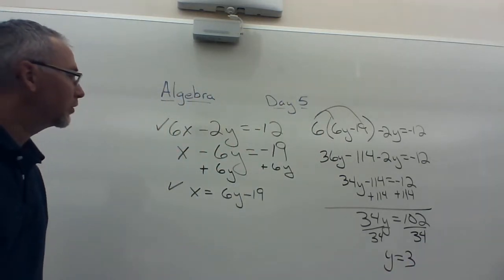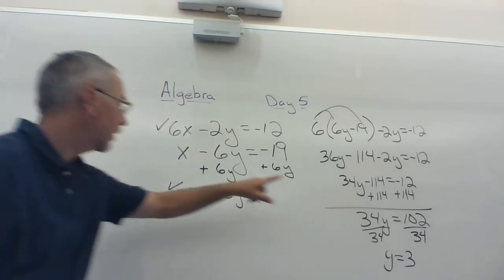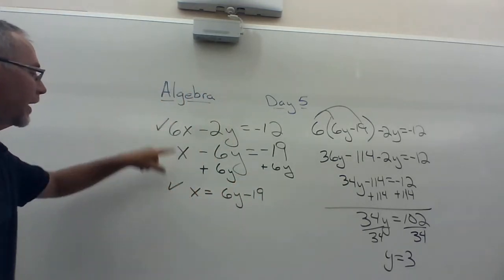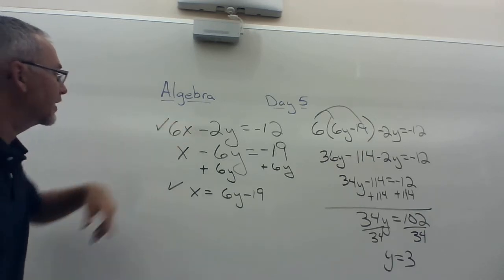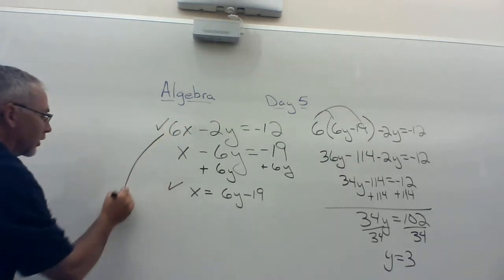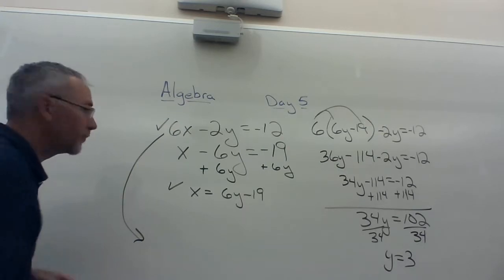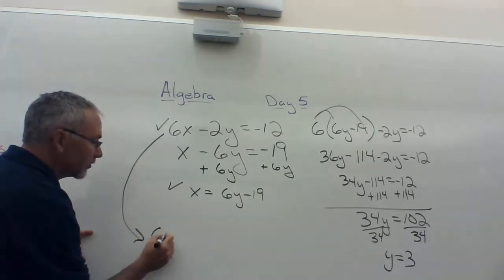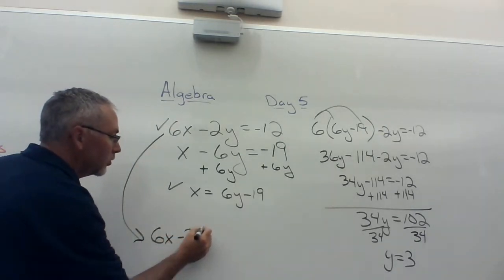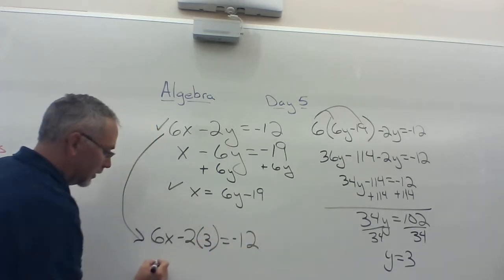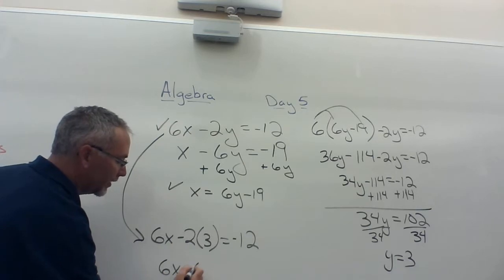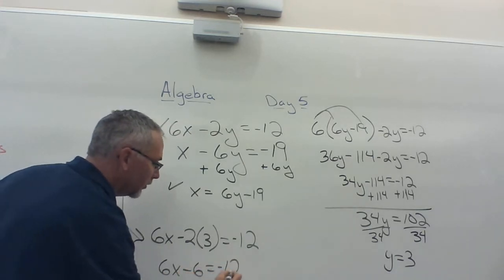And since y is equal to 3, I can take that now and plug it back into either one of my equations. So I'll go ahead and go up on the top one for the fun of it. I'm going to bring that down here just so we can see the work. 6x minus 2 times 3 equals negative 12. So I have 6x minus 6 equals negative 12.